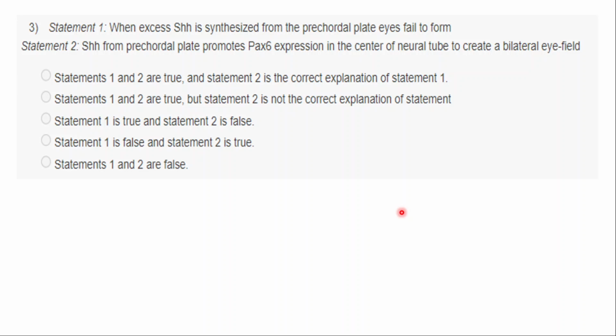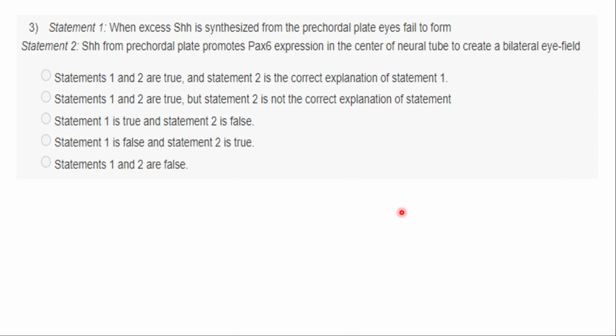The third question is a true/false statement question. Statement 1: when excess SHH is synthesized from the precaudal plate, eyes fail to form. And statement 2: SHH from the precaudal plate promotes PAX6 expression in the center of the neural tube to create a bilateral eye field. So these are the two statements in the context of SHH, PAX6 and eye induction from the precaudal plate. Now you have to tell me which of the options is correct.